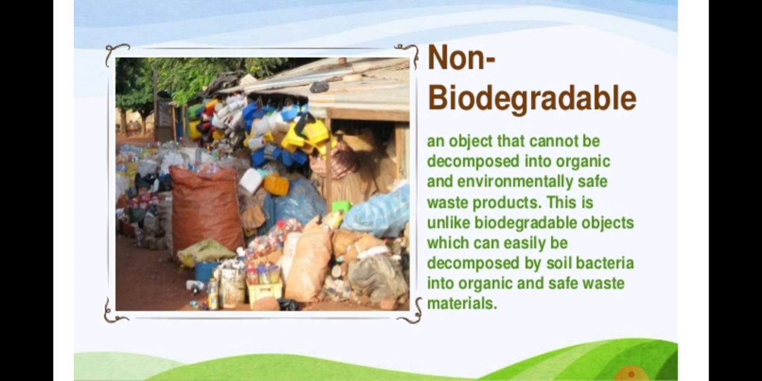Non-biodegradable materials are the materials which are not easily decomposed by natural processes. By the action of bacteria, they cannot be decomposed. For example, plastic, glass, tin, aluminium, all the metals, they are all non-biodegradable. They do not rot away on their own and hence they cause pollution in the environment. They are not eco-friendly.